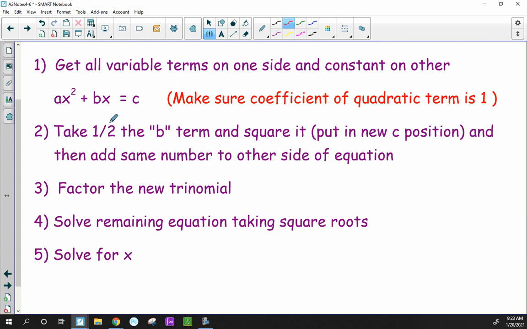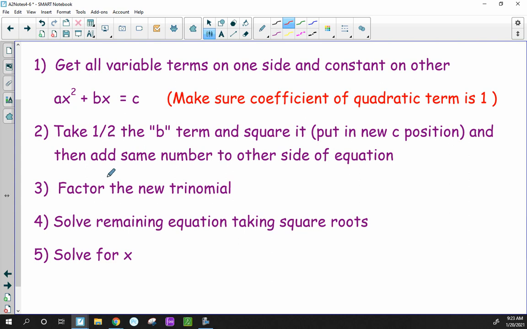Again, you're taking half the b term. Please make sure you're writing everything down, and you're squaring it. You're then putting that number in the new c position, and then you're going to add the same number to the other side of the equation. So whatever you add to the left side of the equation, you've got to do the same thing to the right side to keep the equation balanced and keep it the same. After you do this two-step process, you've now created a problem that looks different. It's actually the same, but it looks different.